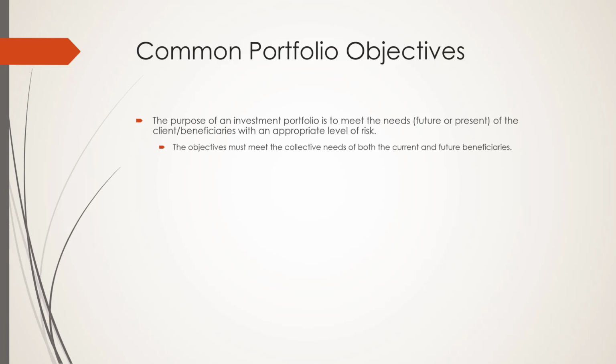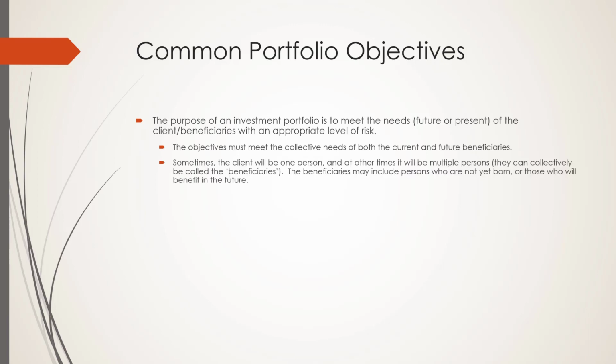So keep in mind that the objectives must meet the needs of both current and future beneficiaries, and that sometimes the client will be one person, and other times it may be multiple people. So you can imagine somebody with a retirement account, the client is that one person. That account is there to meet their future needs. On the other hand, a pension fund is built to meet the needs of many people in the future. So these are the beneficiaries. And the beneficiaries in some cases may be people who haven't even been born yet.